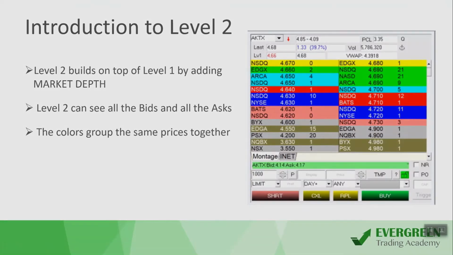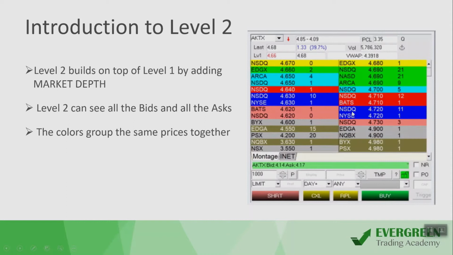The different colors on level 2 group the same prices together. What this means is, as you can see here on the seller's side, the ask, there are 3 different people wanting to sell their shares, asking for $4.69 for each share. They're all grouped together with the green color. Same down here, you can see there are two people asking for a price of $4.71 for their shares.